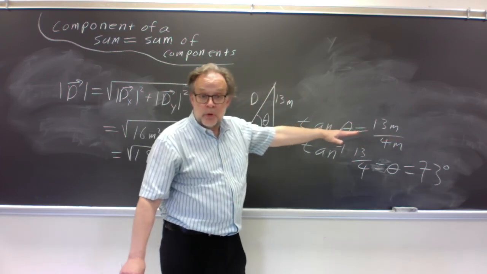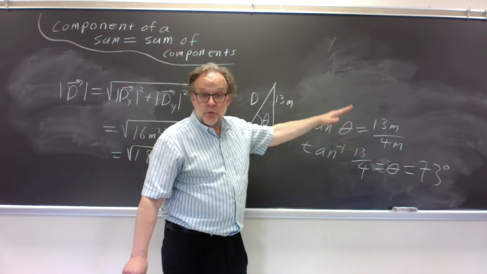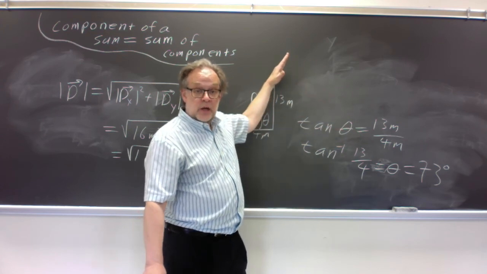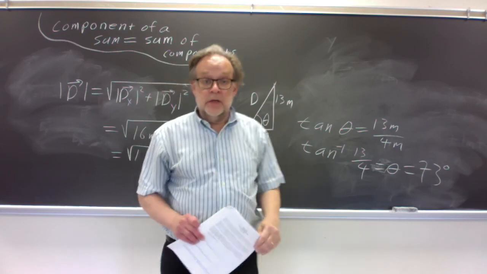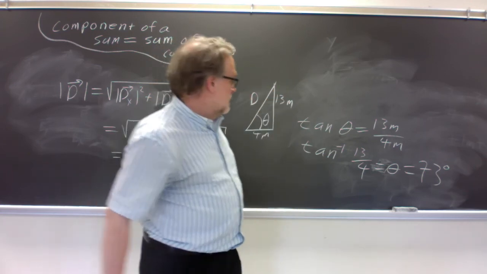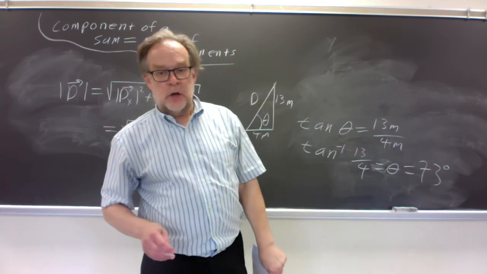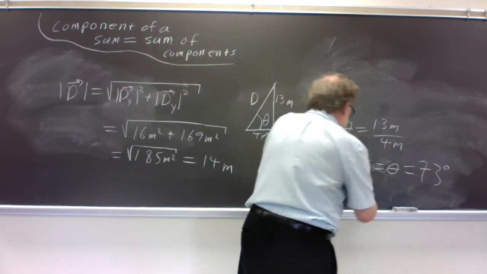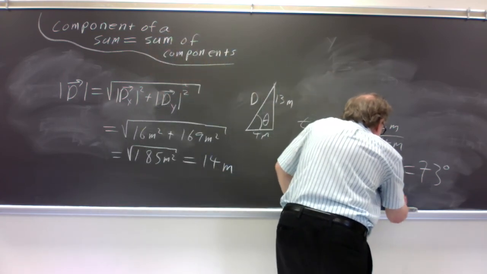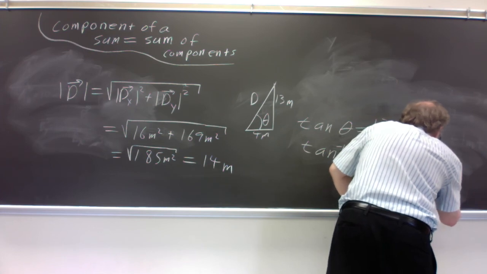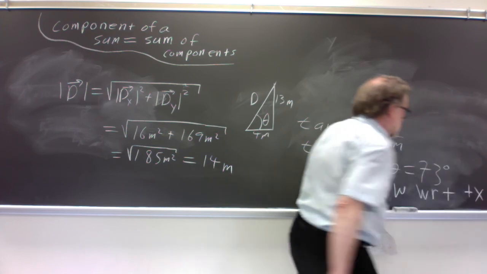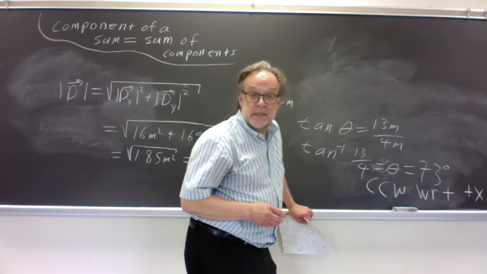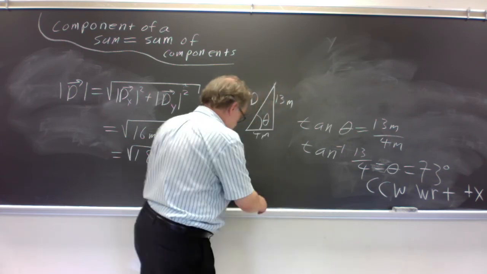If we initially point in the positive x direction, then rotate 73 degrees counterclockwise, we will now be pointing in the direction of the net displacement D. So just for completeness here, I want to say this is 73 degrees counterclockwise with respect to the plus x axis, positive x axis.